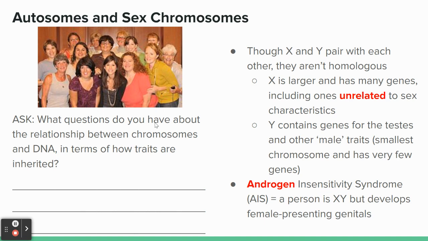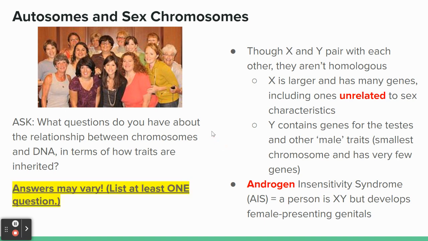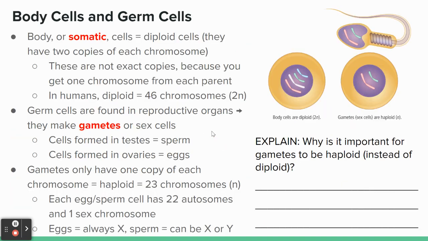Now, what questions do you have about the relationship between chromosomes and DNA in terms of how traits are inherited? I want you to list one question. You need at least one to get a point for this slide. So come up with a question related to chromosomes and DNA, how traits are shared or inherited. What do you think? And your answers may vary.